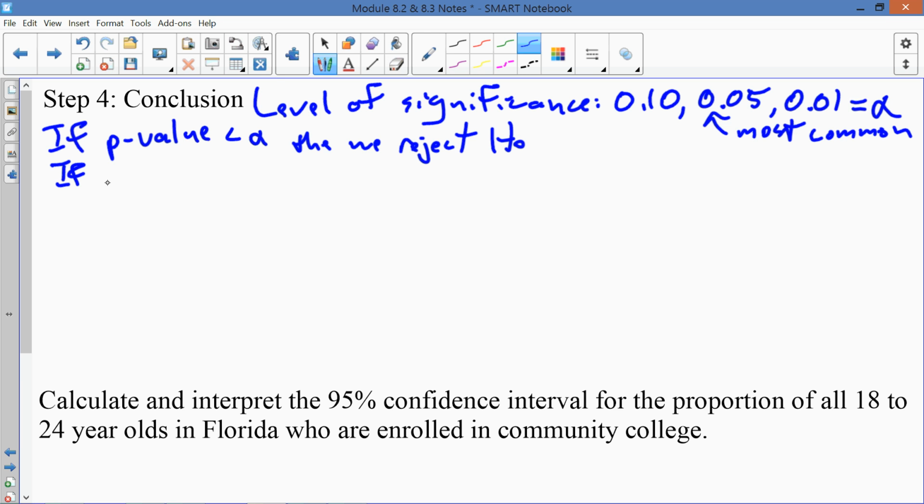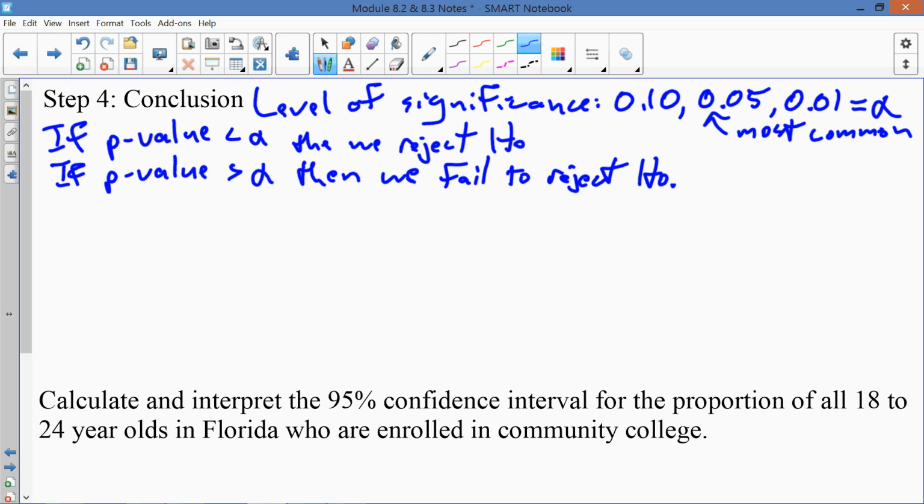But if the p-value is greater than alpha, then we fail to reject. And that's important. We're not saying that the null hypothesis is true. We're just saying we don't have strong enough evidence to conclude that it's false. In this case, this is the case. Because no matter what alpha we use, 0.0098 is smaller than all three of these numbers, 0.10, 0.05, and 0.01.